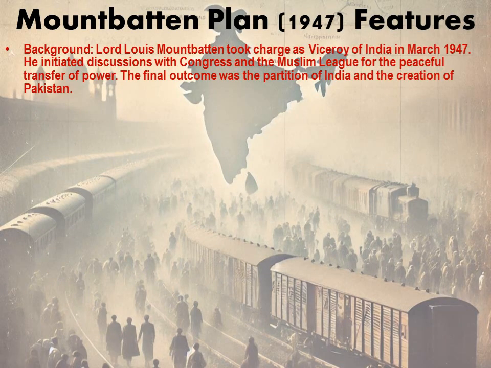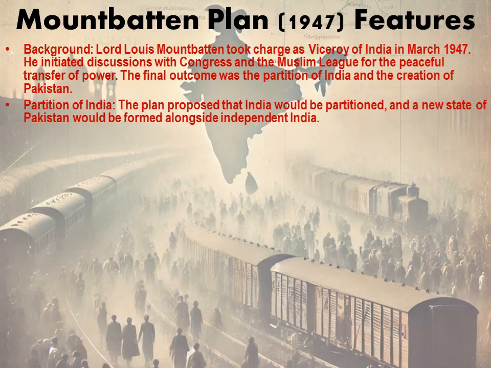Background: Lord Louis Mountbatten took charge as Viceroy of India in March 1947. He initiated discussions with Congress and the Muslim League for the peaceful transfer of power. The final outcome was the partition of India and the creation of Pakistan. So Lord Mountbatten came to India as the Viceroy. In the last part of British rule, he was the Viceroy, and he is the one who saw to it that India was divided into India and Pakistan.